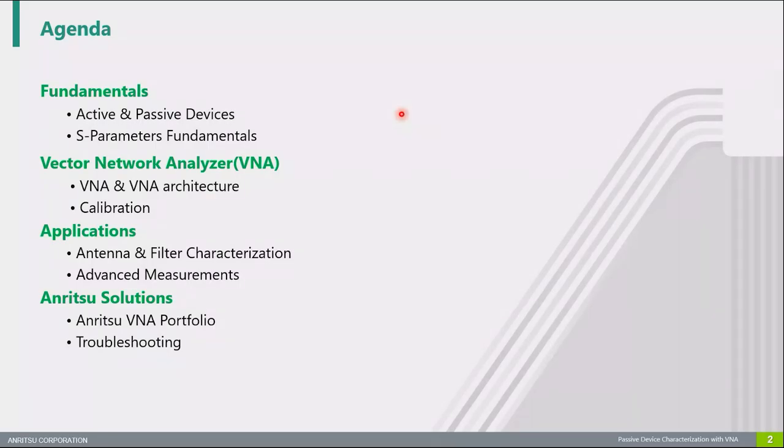Let's begin with a quick overview of today's agenda. This session is structured into 4 key sections to give you a comprehensive understanding of passive device characterization using vector network analyzers. We will start with the fundamentals, where we will differentiate between active and passive devices and introduce the concept of S parameters, which are essential for understanding how RF signals behave in a network.